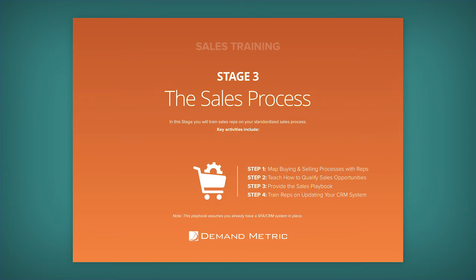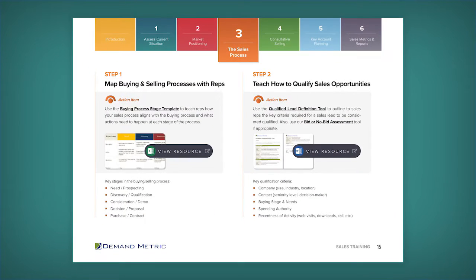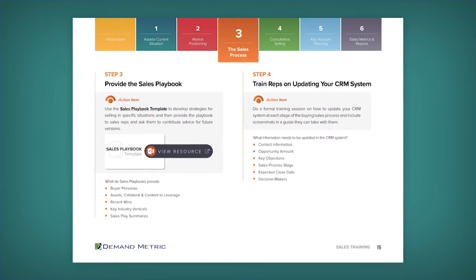In stage 3, you move into the sales process. And here, the first step is to map the buying and selling processes with reps and teach how to qualify sales opportunities. Then you're going to provide the sales playbook and train reps on updating the CRM system.